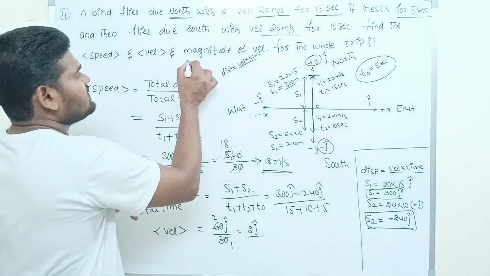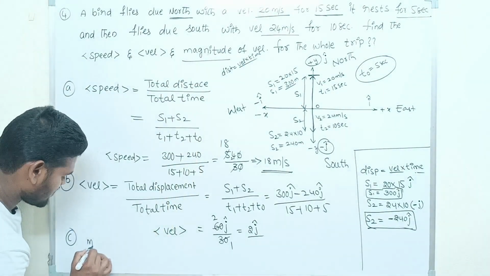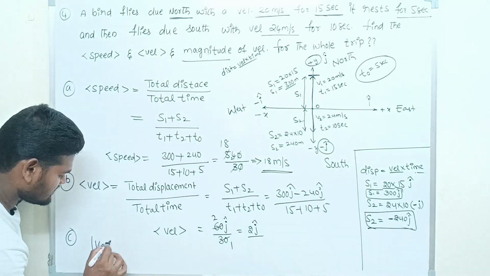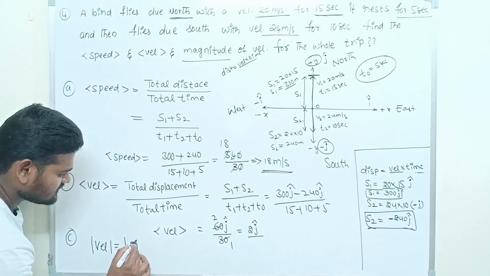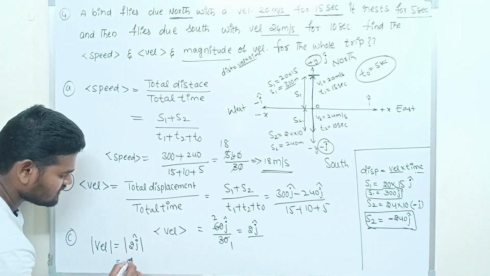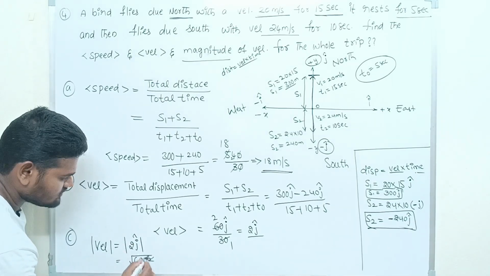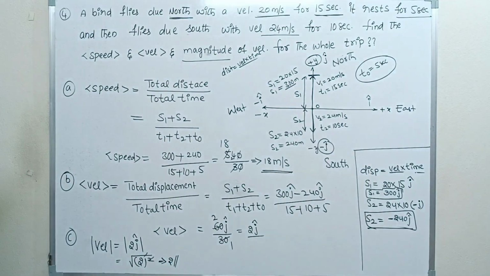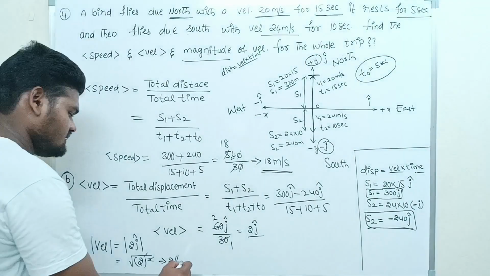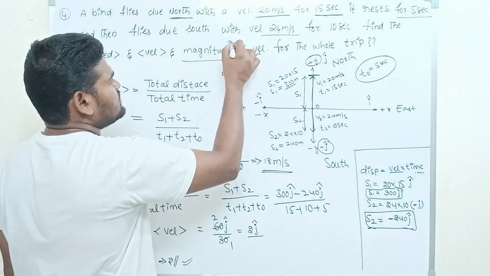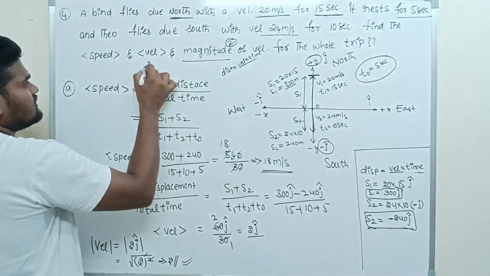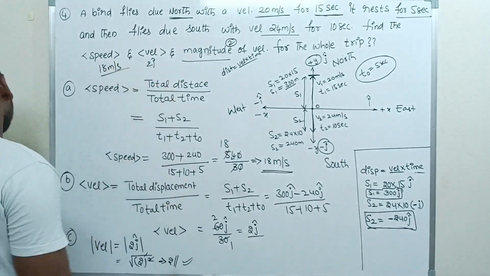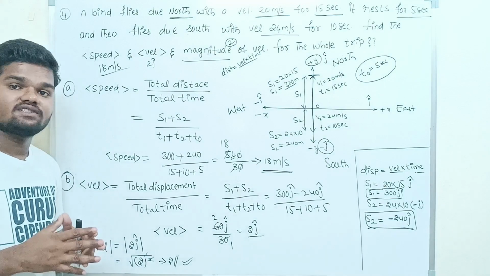So C. We have to find its magnitude also. So magnitude of average velocity is equal to how much? Magnitude of 2 J cap. How to find the magnitude? Under root 2 square. Square root and square cancel out, that is equal to 2. Are you getting? Right. So magnitude is 2. Average velocity is 2 J cap. Average speed is 18 meter per second. Pause the video and write the notes.